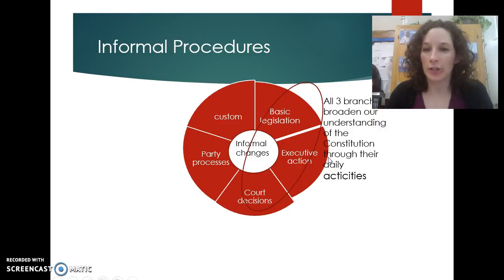The court interprets law, but it is also interpreting this. The president enforces law, but how he enforces those laws has sort of changed and evolved, and Congress gets to make laws that add on to our understanding of the Constitution. Okay, and then let's go over here.